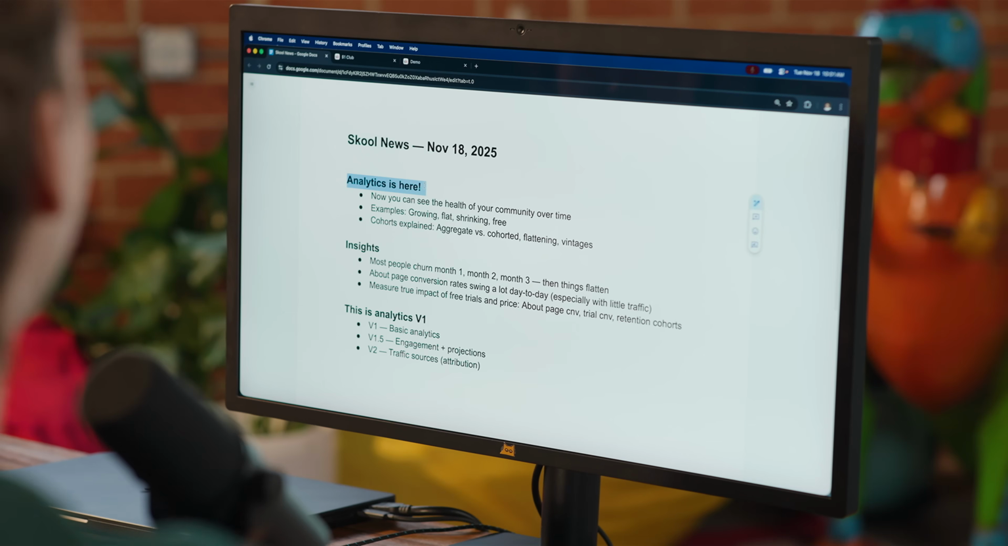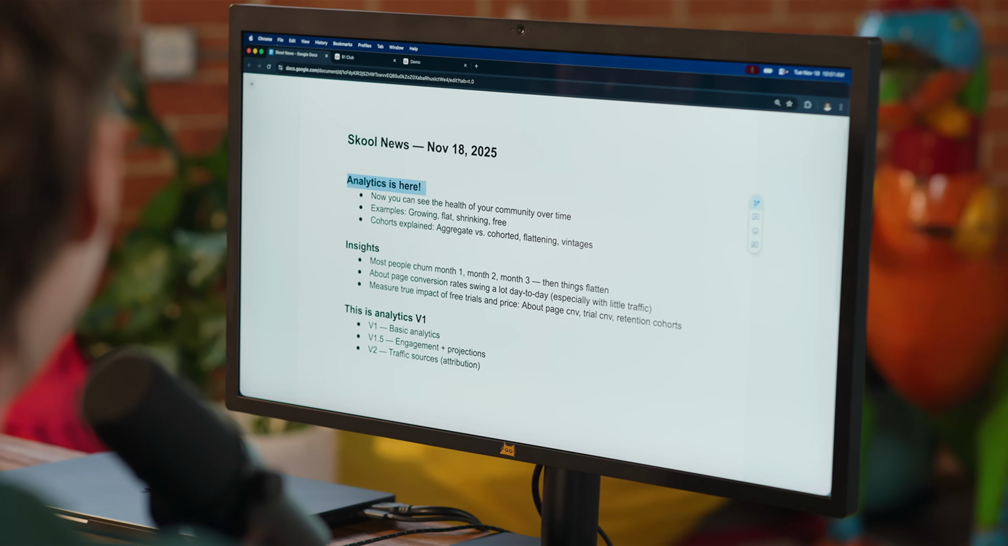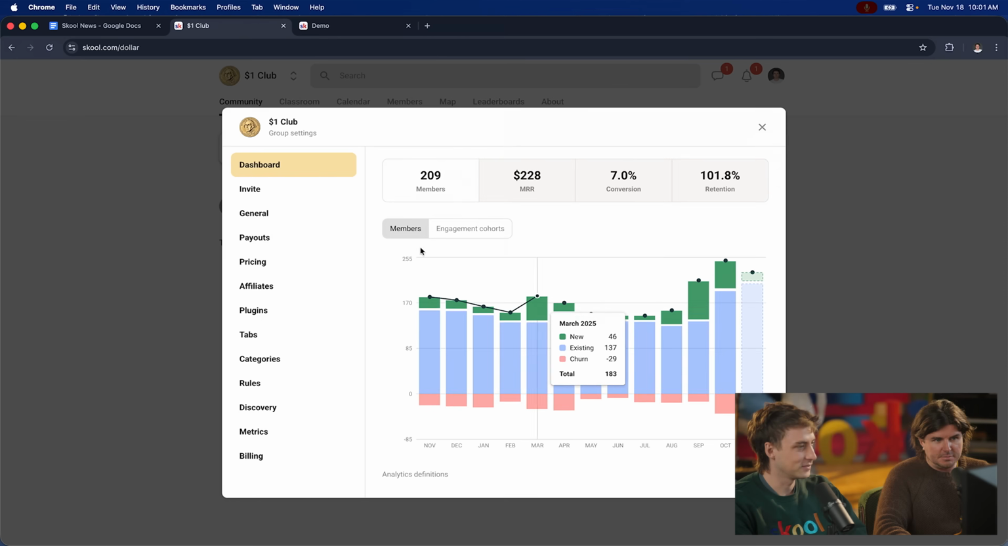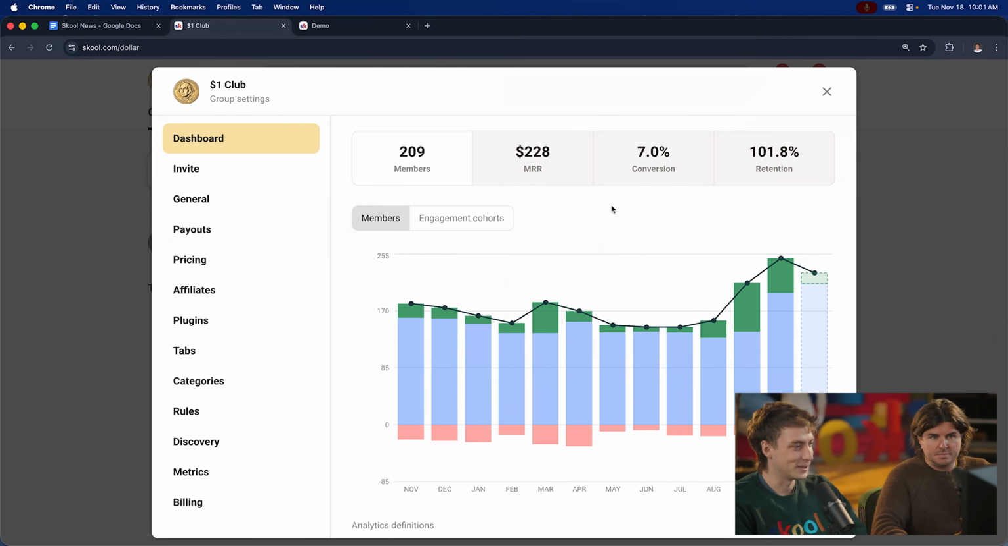So analytics is here, everybody. Let's go. Now you can see the health of your community over time, and I'm going to show you what this looks like. If you click settings and you're the admin of a group, you will see this new dashboard here. Wow.